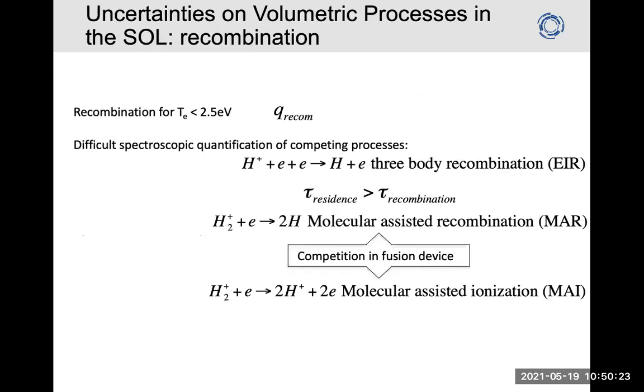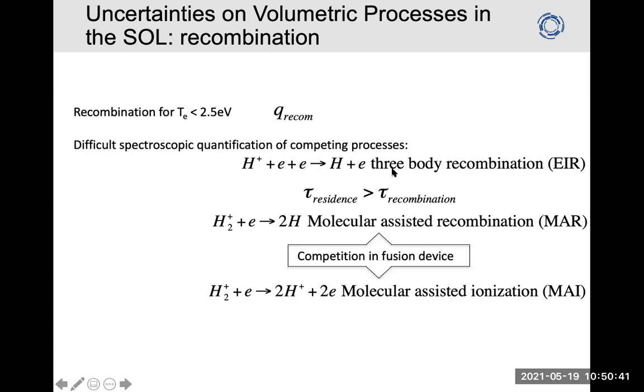Okay, small excursion here. Then we have recombination. Recombination, as I told you, starts to play a role below 2.5 eV. There are different paths of recombination that I highlighted last time. One is this three-body recombination.